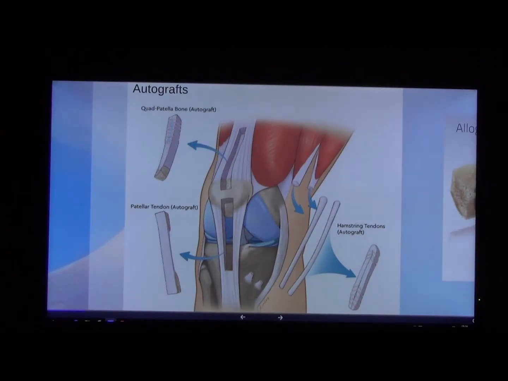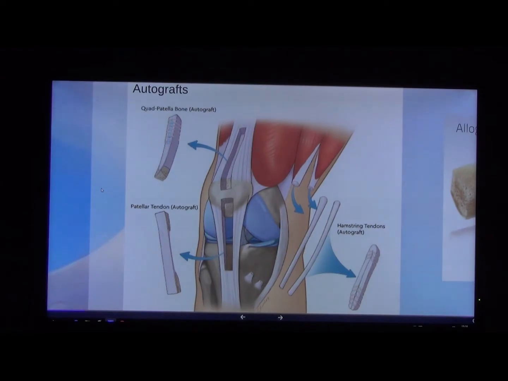The most common grafts are autografts, as in from the patient's own body. When I was taught to do this operation, it was a bone-patella-bone graft, and there are a lot of good things about that. It's the patient's own bone put into a bony tunnel. That's it. You're getting bone-on-bone healing, which makes us feel good about ourselves. Six to eight weeks of healing, and it's strong. It's 130% initially, stronger than a host ACL.